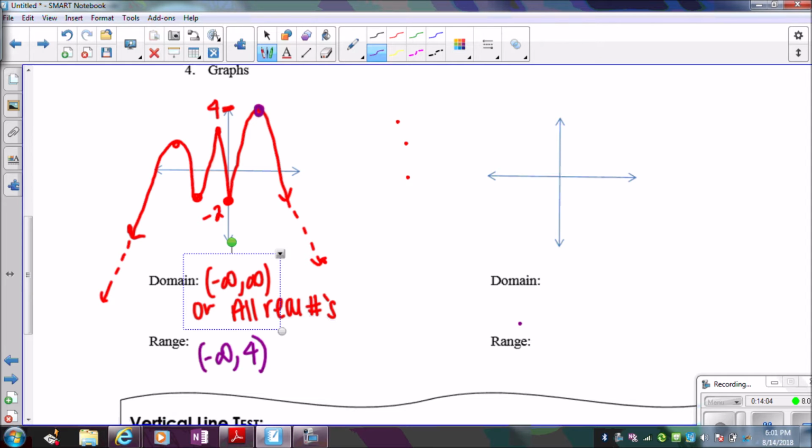Let's look at one more with endpoints, and then we're going to go back and talk about if these are functions or not. So if I draw in another one here, so I'm going to say that this is -5 and -2.